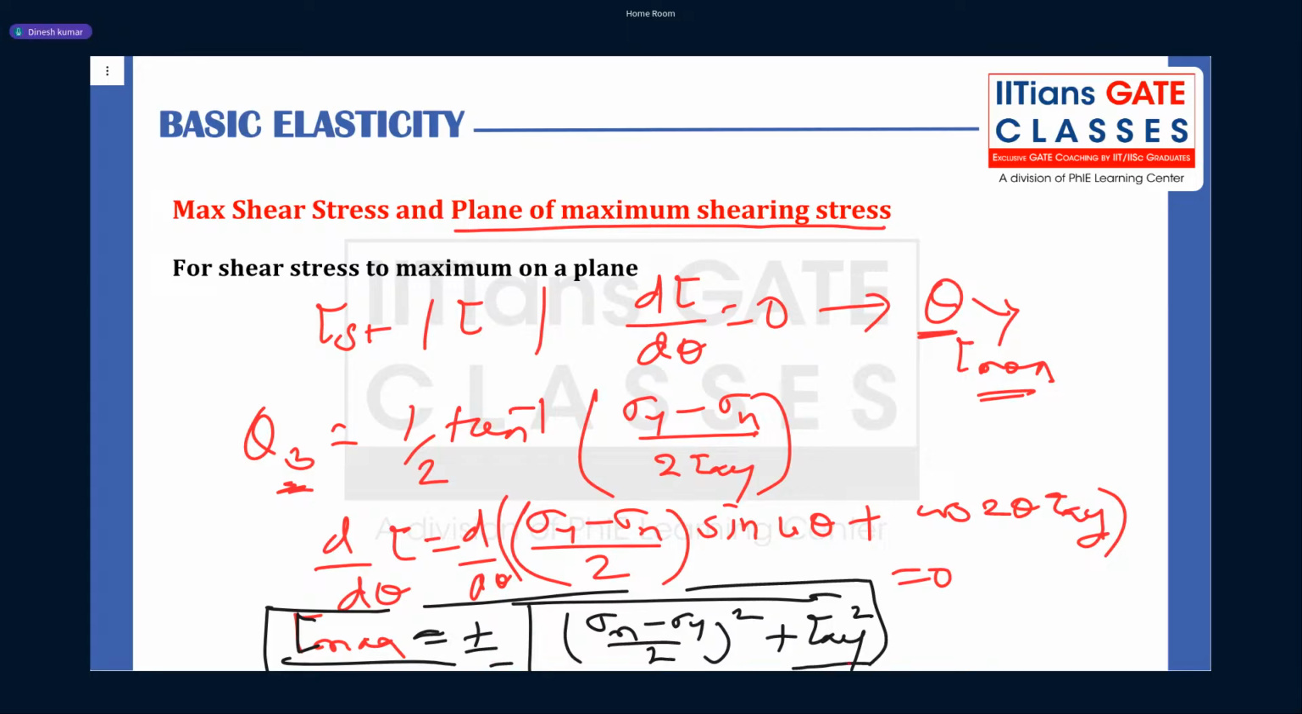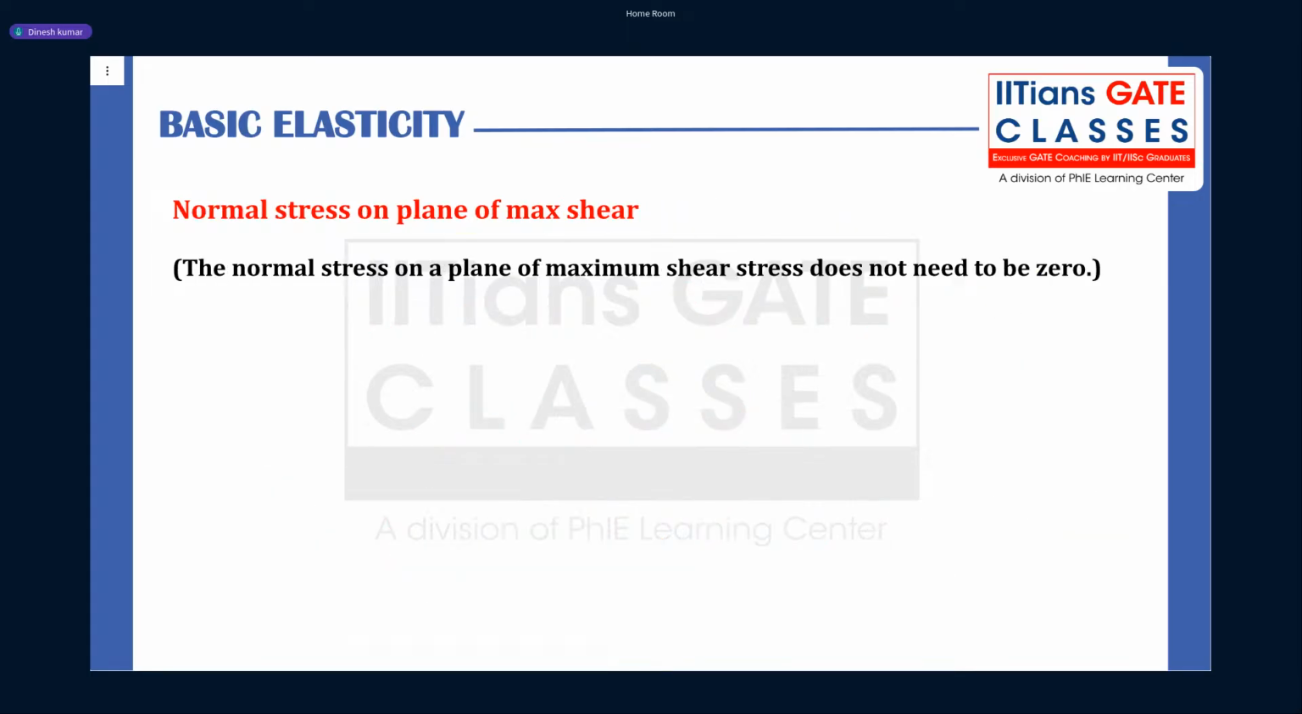Okay. Now guys, further, if you find the value of normal stress on the plane of maximum shear, what will be the normal stress on the plane of maximum shear? It is not necessary to be zero. So usually it is given by what? Sigma x minus sigma y by 2, or plus. Anybody? What will it be? Let me quickly check and tell you guys.